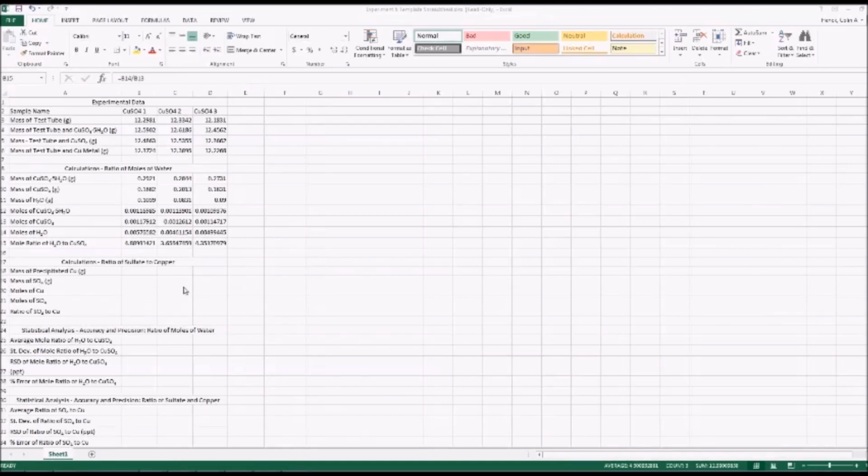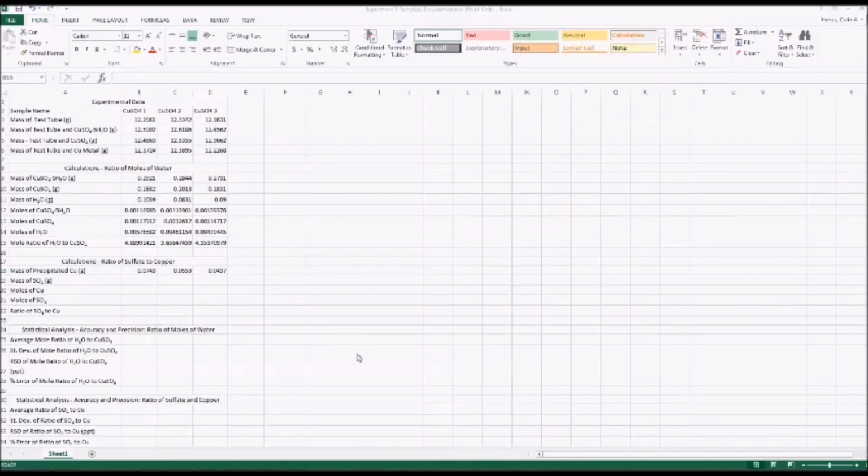However, before we get to the averages, we need to find the ratio of copper to sulfate. To do that, we need to begin by finding the mass of the copper that we precipitated. In order to do this, we need to do a subtraction. In this case, we want to take the mass of the test tube and the copper metal and subtract the mass of the test tube. This will give us the mass of copper metal that we formed when we reacted the copper 2 sulfate with zinc. If we drag this cell across, we will get the mass of copper for each of our trials.